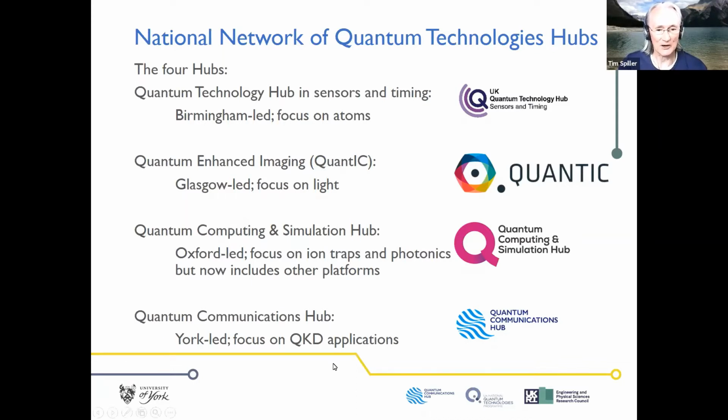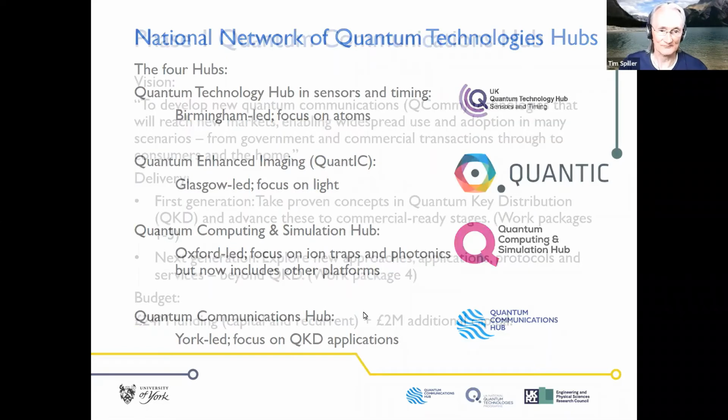So that leaves the final hub, which is the one that I lead from the University of York. And what we do is we focus on quantum communications. You'll see that most of what we do is focused on quantum key distribution. I'll say a bit more about that shortly. But we are looking at all manner of quantum communications. And so those are the 4 hubs that cover the spectrum.